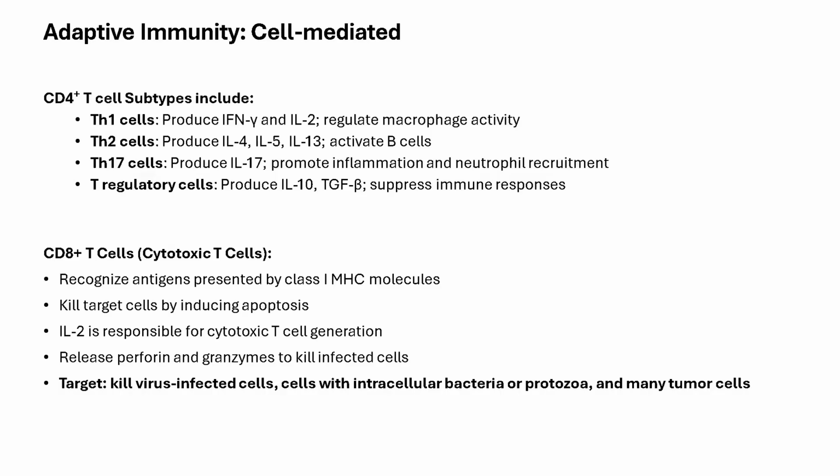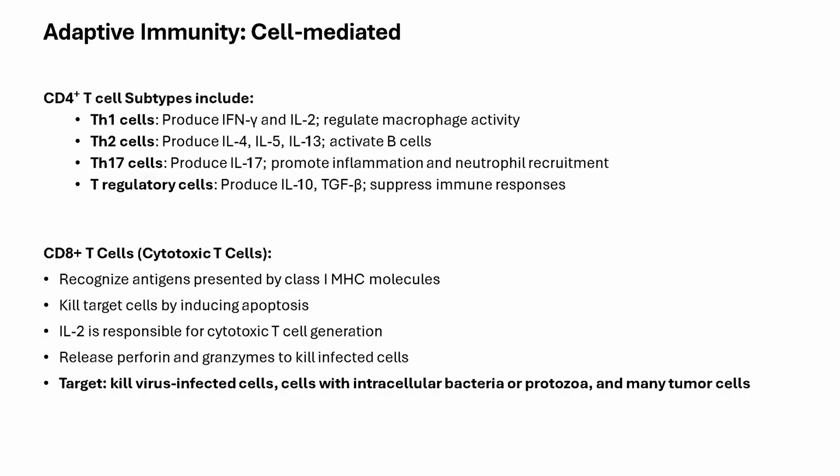The CD8 positive T lymphocytes, also called the cytotoxic T cells, are able to directly attack and kill the pathogens by releasing perforin and granzyme enzymes, thus killing the cells by inducing apoptosis. If you remember, the target of the humoral immunity is extracellular pathogens, and the target of cytotoxic T cells is intracellular pathogens and cancer cells.